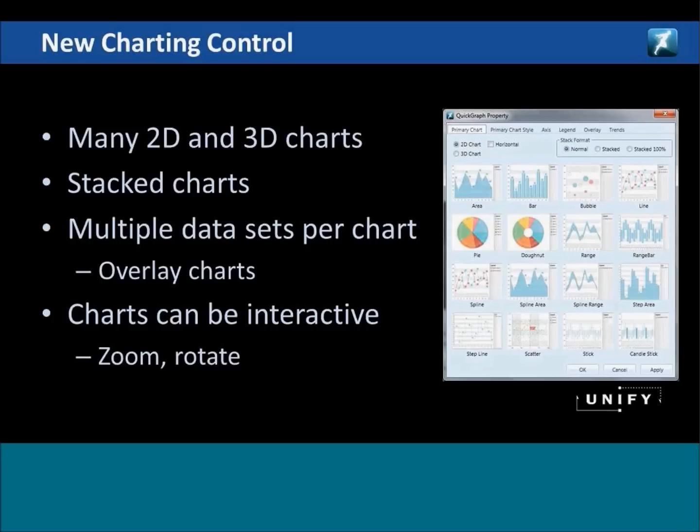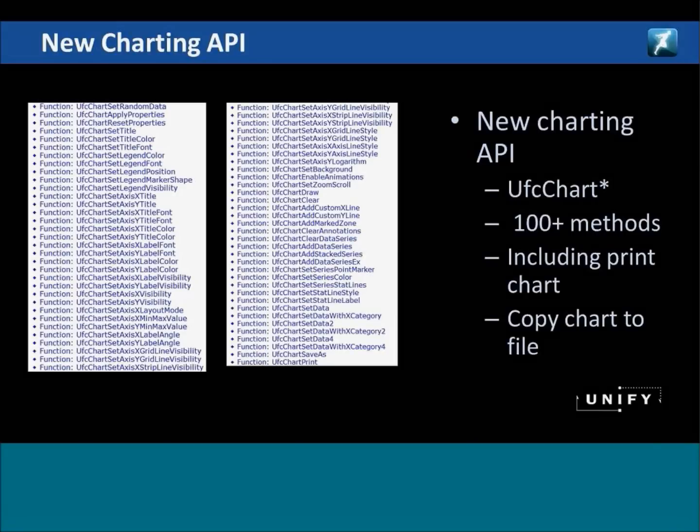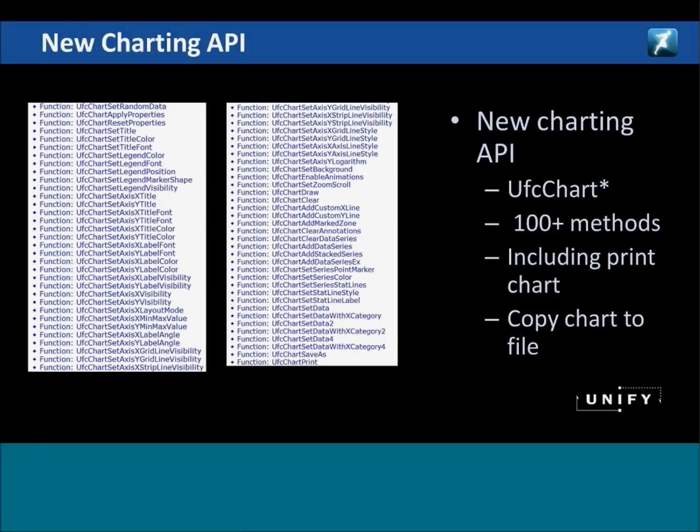Charts can be interactive. You can zoom in charts. You can start to display charts in zoomed mode and have users zoom out, zoom in, rotate them. You can save them as files, export to Excel and things like that. And of course, print. It has a new charting API, UFC chart, with 100 plus methods, including print and copy chart to file.